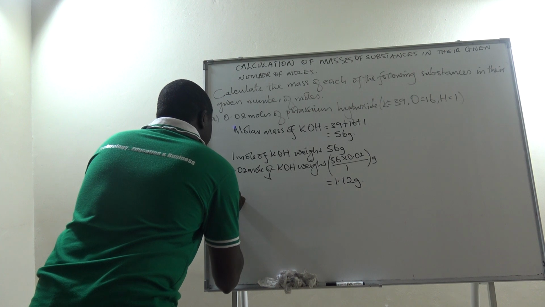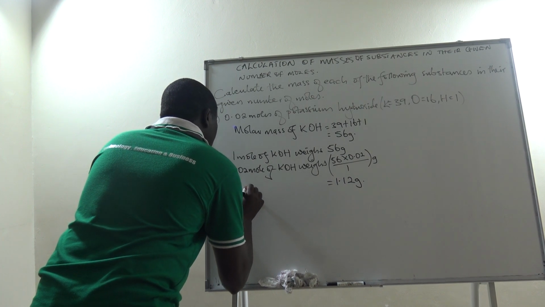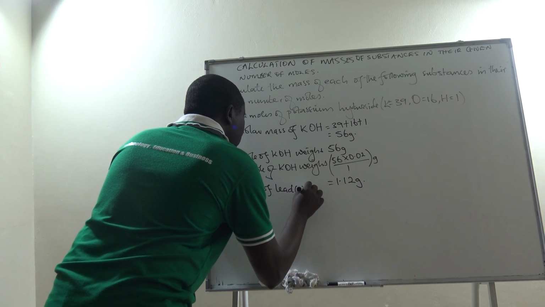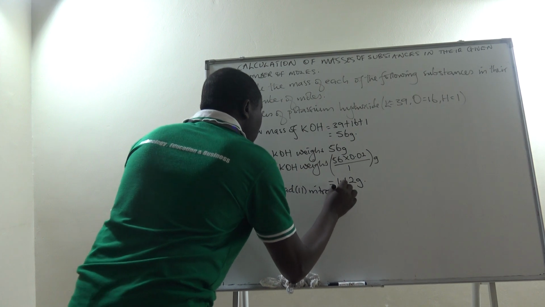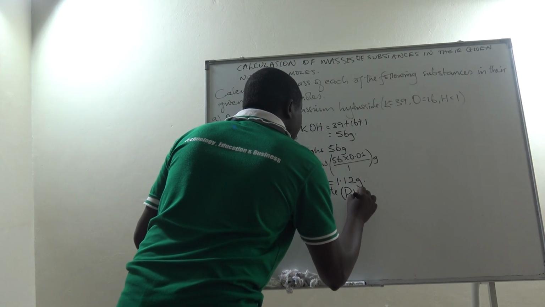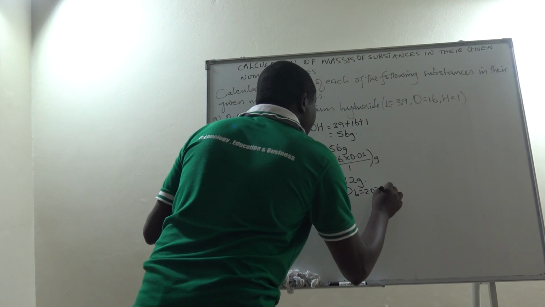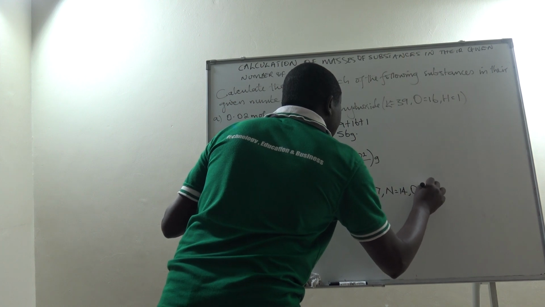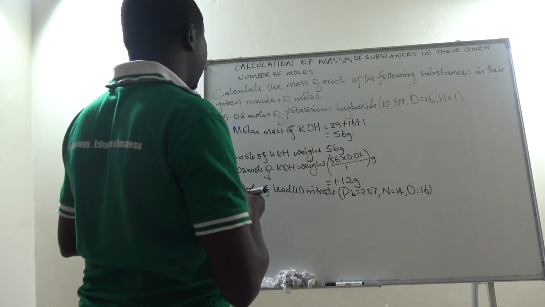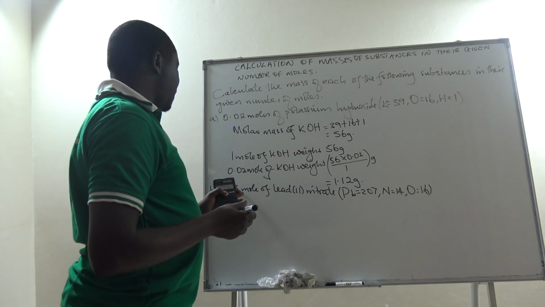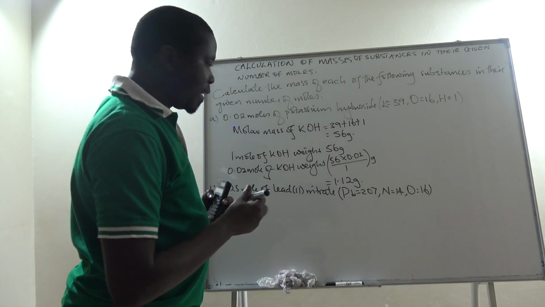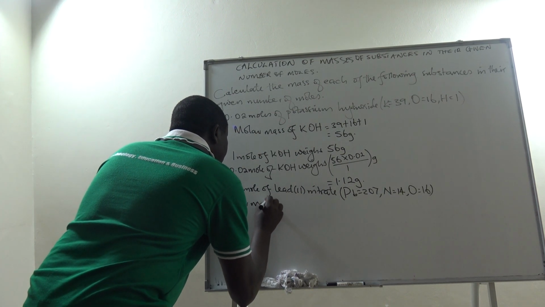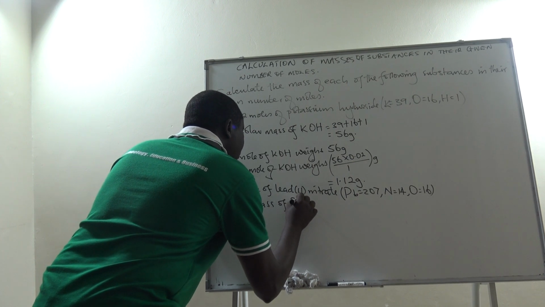Supposing I have 0.25 mole of lead(II) nitrate. Given that lead has got a relative atomic mass of 207, nitrogen with 14, oxygen with 16. Let us get the mass of lead(II) nitrate in 0.25 mole of lead(II) nitrate. So what do we get? What do we start with? We are starting with the molar mass of lead(II) nitrate.